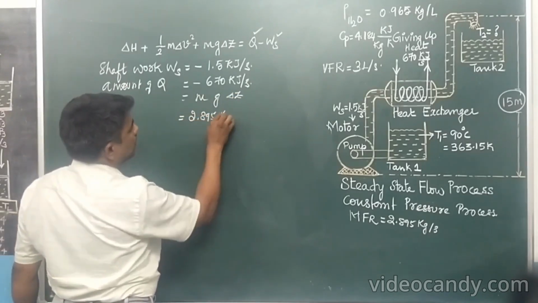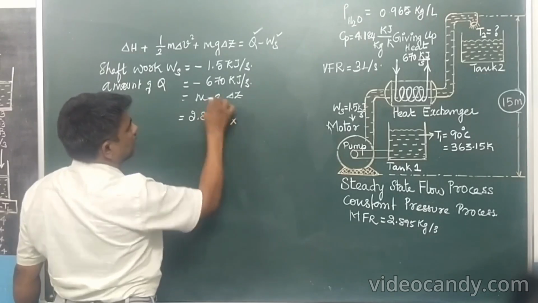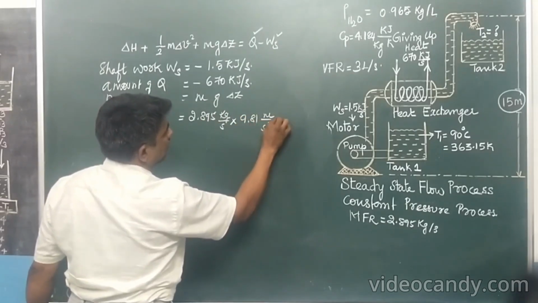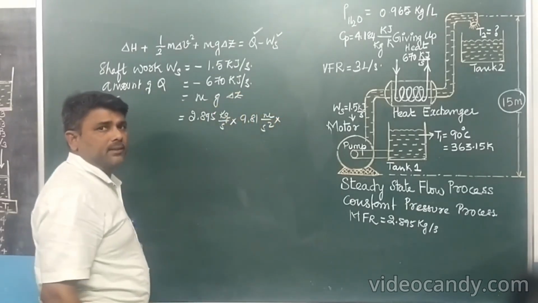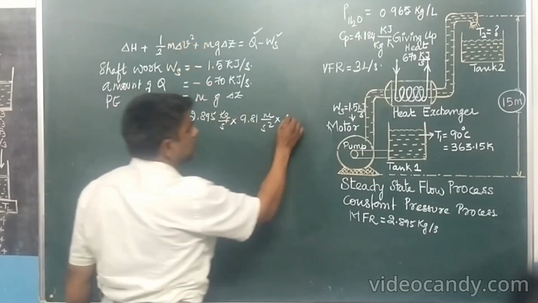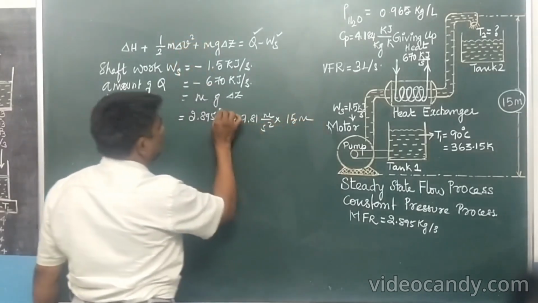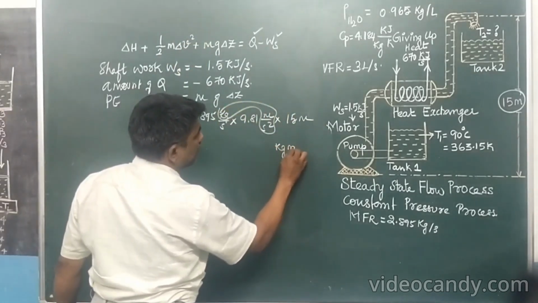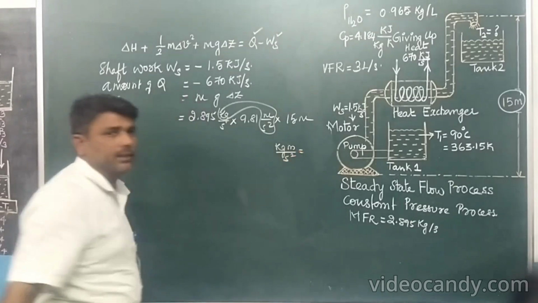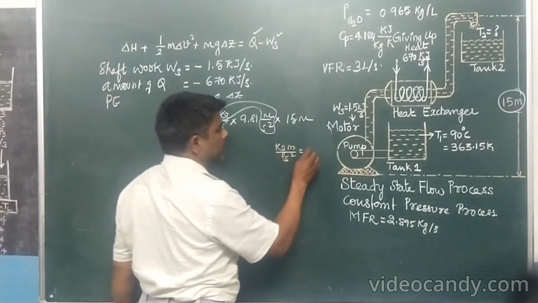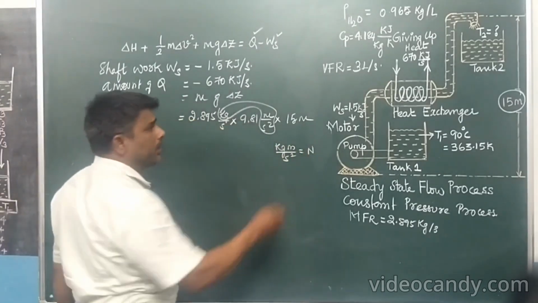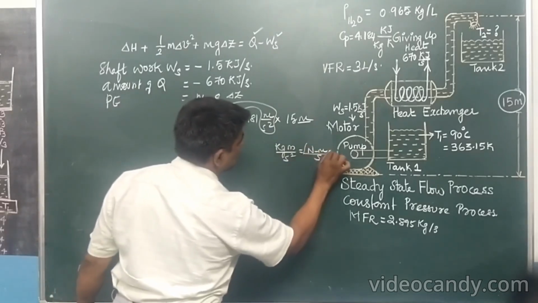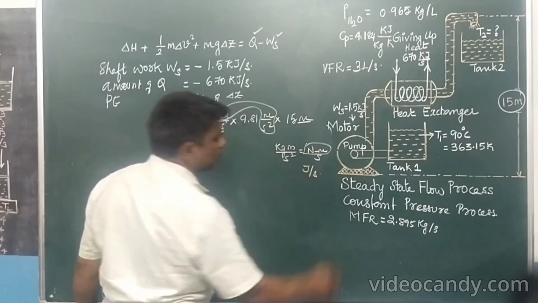2.895 kg per second into the gravitational constant 9.81 meter per second square into del Z. That means the height between tank 1 and 2, that is 15 meter. Kg meter per second square is called a Newton. 1 kg meter per second square is equal to 1 Newton. The remaining units are meter and second. So Newton meter is nothing but joules. So the remaining unit is joules per second.